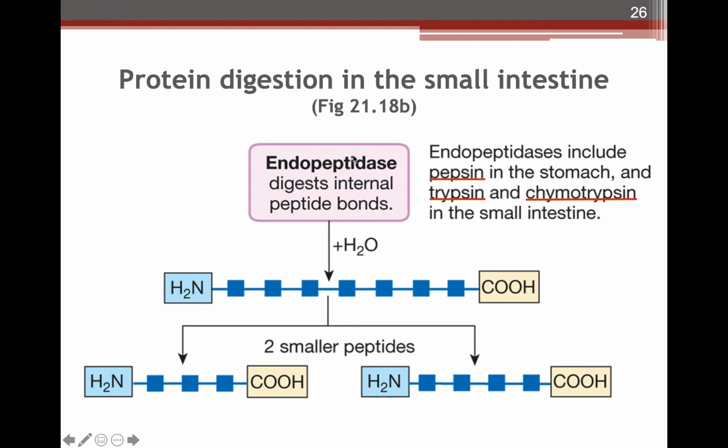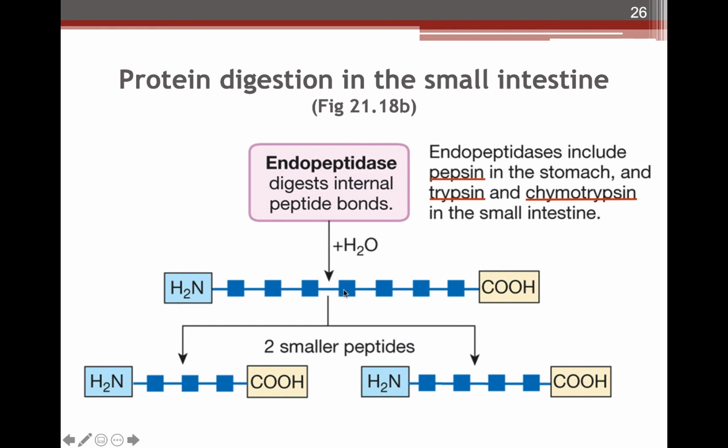And so there is a category of protein digesting enzymes called endopeptidases. Endopeptidases is a category of enzymes. It includes pepsin from the stomach, trypsin and chymotrypsin in the small intestine. The sinners, pepsin, trypsin, and chymotrypsin are all sinners. They all end in sin. That's how I remember that they are endopeptidases, or part of the same category.